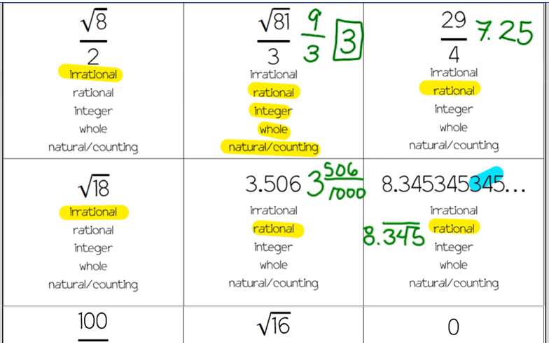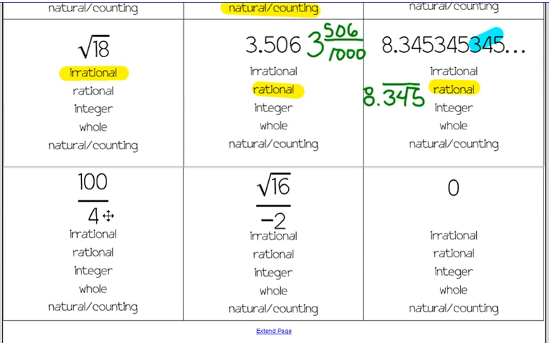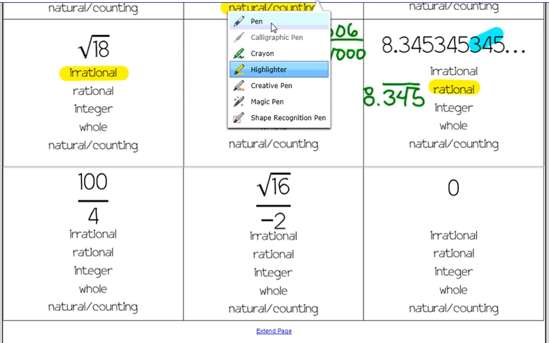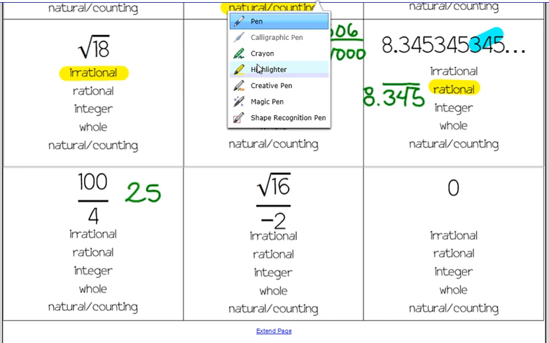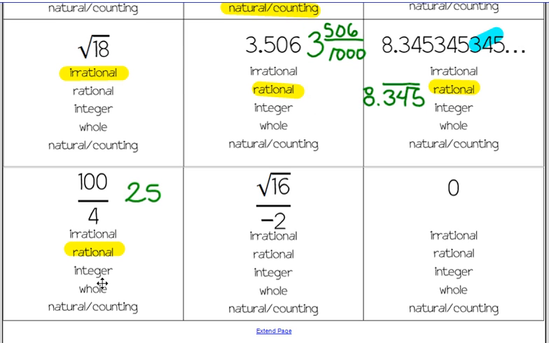Moving on, we have 100 divided by 4. Well, 100 divided by 4, we need to simplify first. 4 goes into 100 25 times. 25 is a ratio over 1, so that would be a rational number. 25 is an integer. It is also a whole number, and it is a natural counting number.